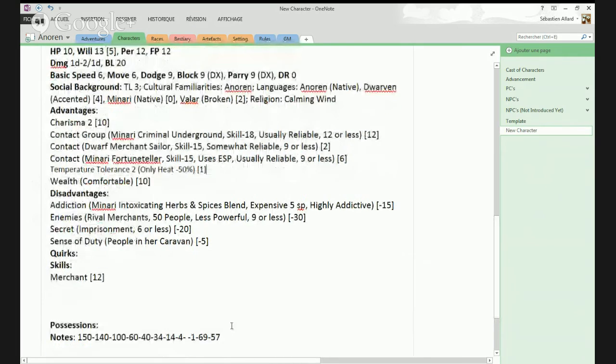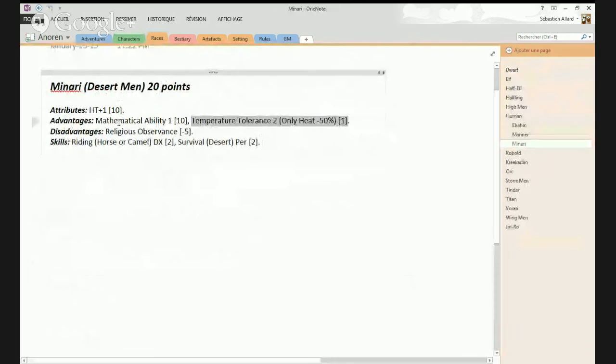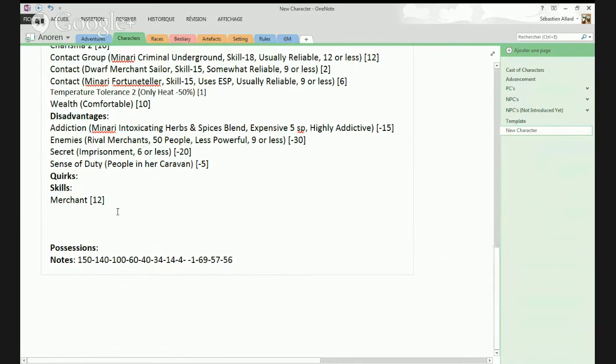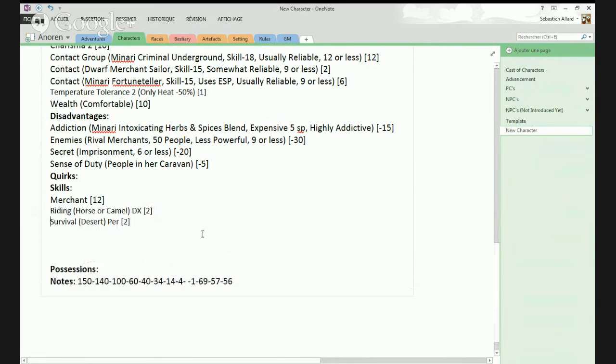So that's 1 point. So it's a little setback here. I should have thought about it. Religious observance, nah. She's too busy smoking stuff in her tent. Riding horse or camel, desert survival. Yeah, I'm gonna take those two. So that's 4 points.